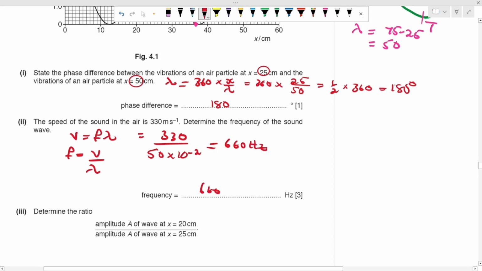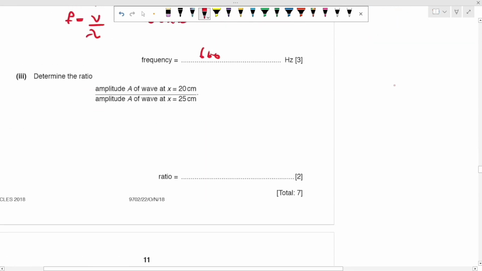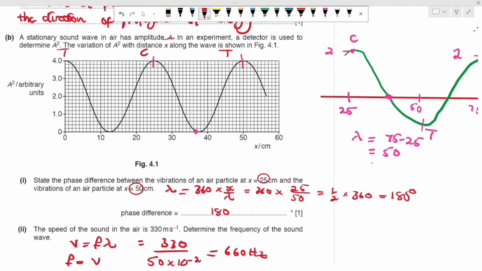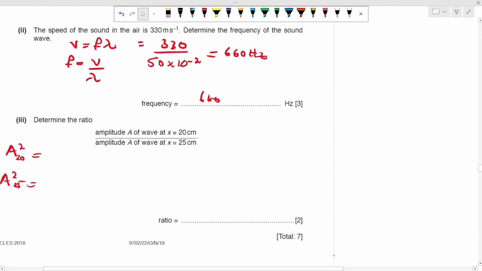Okay. Determine the ratio of the amplitude of the wave at x is equal to 20 and at x is equal to 25. So we know that A squared at 20 will be equal to, let's go on our graph. At 25, this is 25. Our A squared is 4, right? So our A squared is 4.0 at 25. That's when our A squared is 4.0.